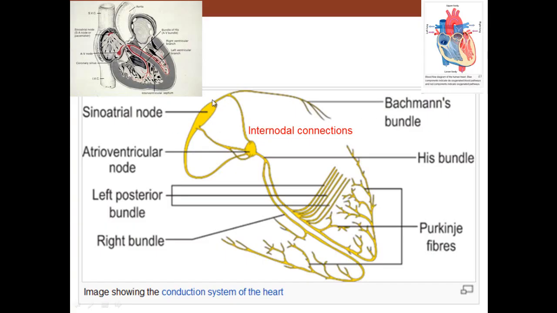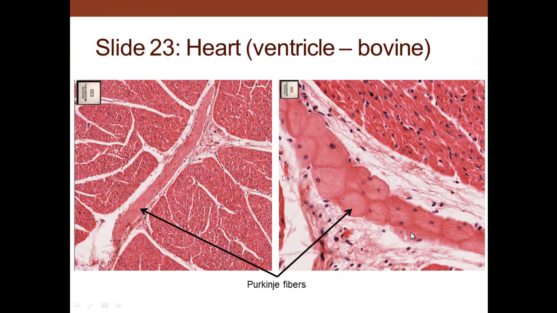Now the SA node, there are internodal connections that go between the SA node and the AV node, and this distance here is partly involved in the fact that the ventricles contract after the atria contract. Atria contract and then the ventricles contract, and the signal is going down to the ventricles, and these are the Purkinje fibers.